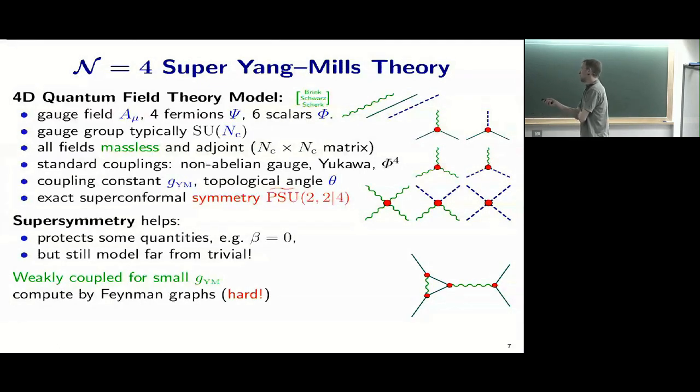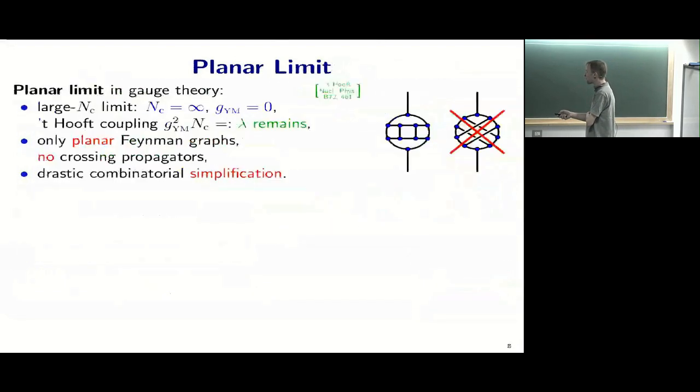Okay, but this is a theory which is weakly coupled when g Yang-Mills is small, and we can compute basically anything we want by Feynman graphs, so such objects like that, which are perhaps much easier to draw than to calculate. So that is still a hard problem, maybe not so at the one loop level, but at higher loops.